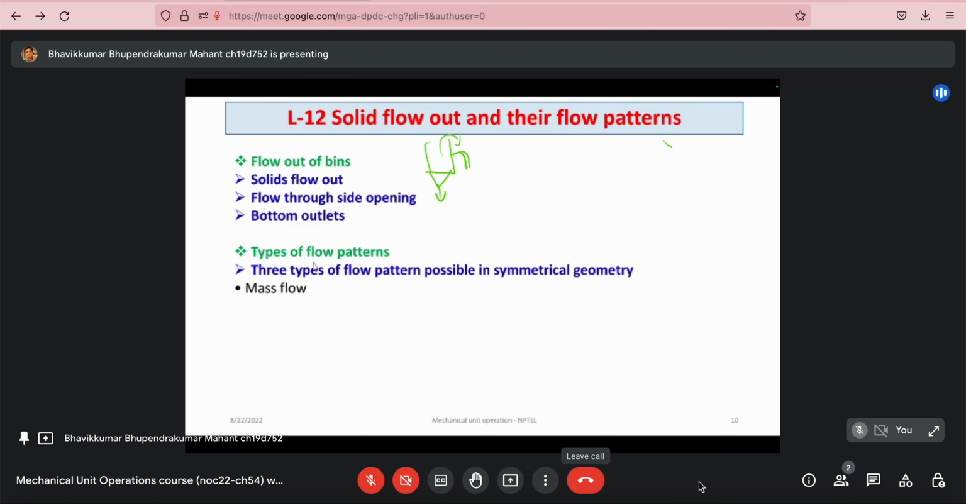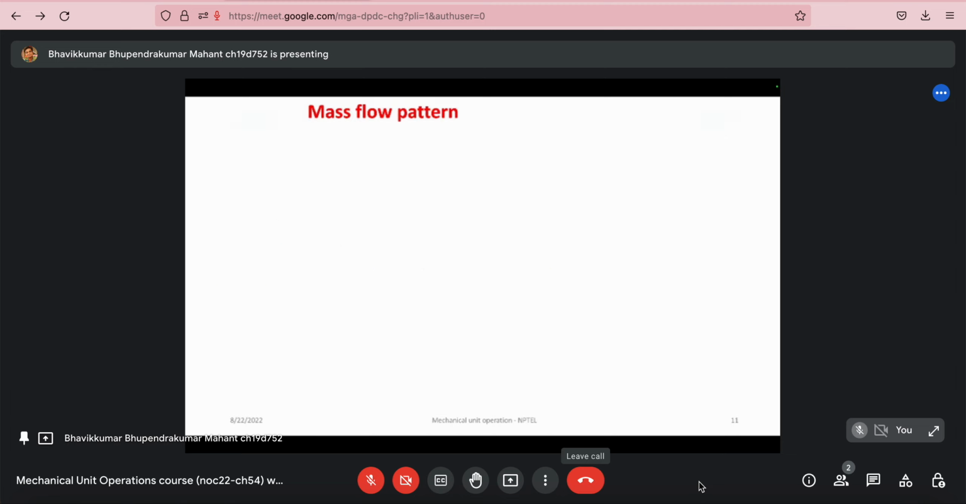Basically there are three types of flow pattern possible in symmetrical geometry. We just consider the symmetrical geometry, not the asymmetrical geometry. One is the mass flow pattern. Another is the funnel or tunnel flow pattern. These two are important for your examination and assignment questions. And the third is the expanded flow. So we will visit mass flow and funnel flow and some interesting characteristics of both kinds of flow.